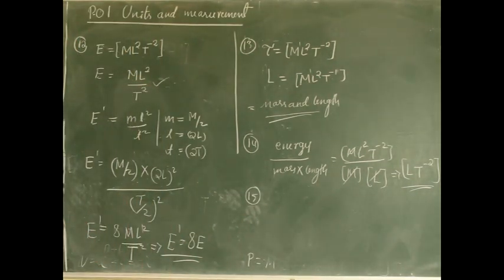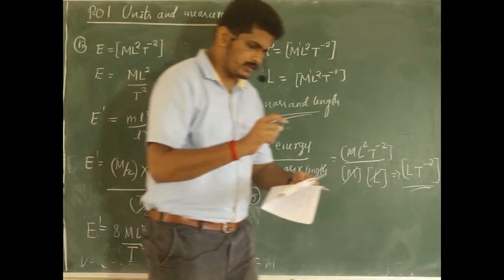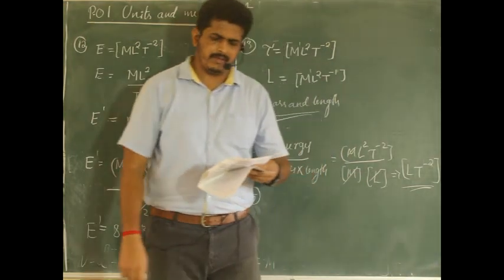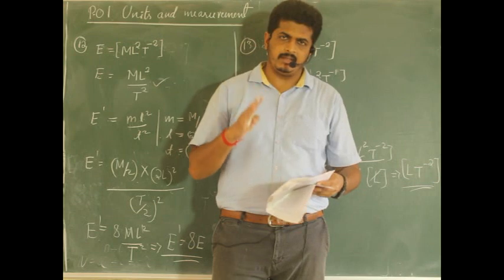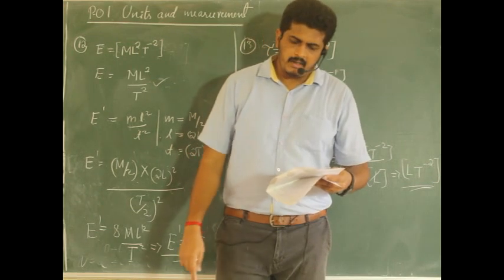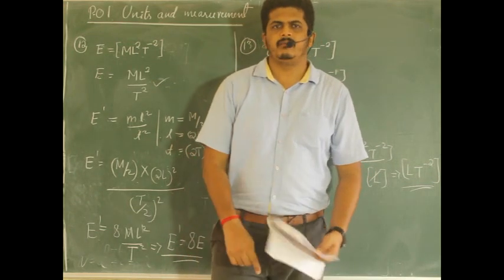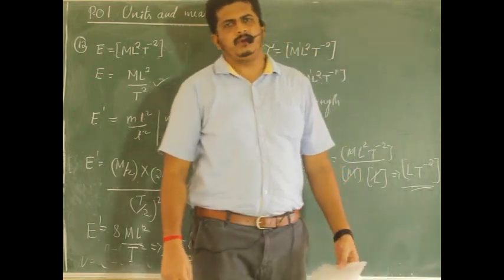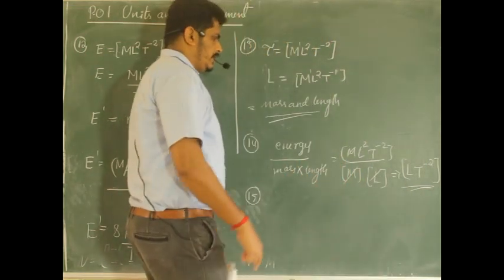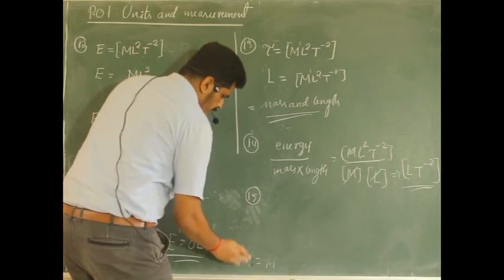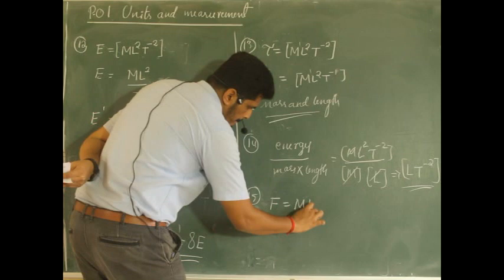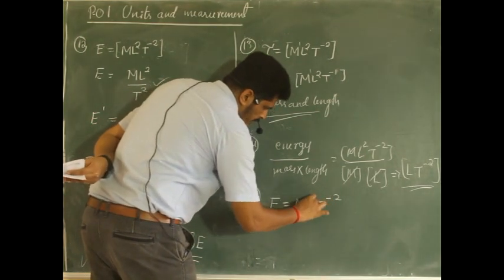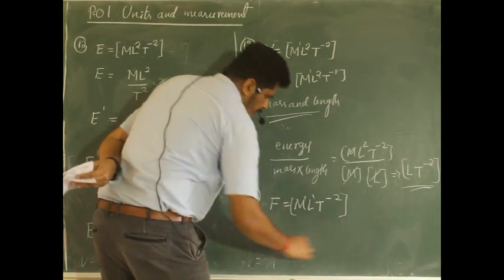Next, question number 15. Look at the question. If the fundamental units of length, mass and time are doubled, the unit of force will be, the unit of force, you know, Newton. Let us go for the dimensional formula of that. What is that? Force F is equal to MLT^-2. Writing individually, you can write like this. Now we are going to double everything.